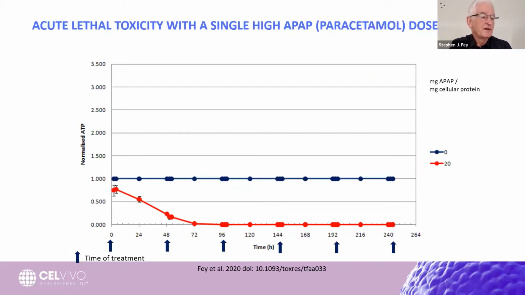Here's another example. Here we've taken our 3D spheroids and we've given them various doses of paracetamol, acetaminophen. Here I'm showing the dose where one single dose is enough to kill the spheroids outright. So the little black arrows at the bottom of the screen indicate when we are treating the cells. These spheroids are already 21 days old at the start of the experiment. So 0 is 21-day-old spheroid, and we treat them there, and then at 48 hours, 96, and so on. And you can see that one dose at this top concentration kills them outright.